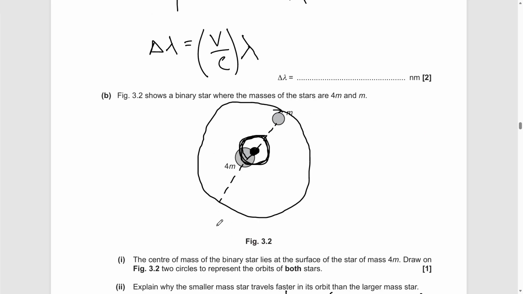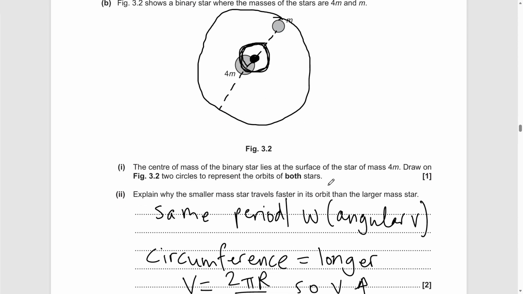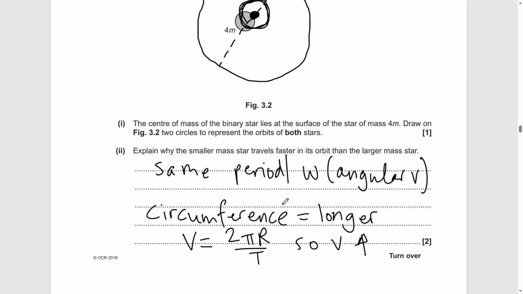For this question, you need to draw the orbits. So the bigger mass has a smaller orbit, and the smaller mass has a bigger orbit, because the center of mass is that big dot there. Explain why the smaller mass travels faster. It is because the smaller mass has a larger circumference, has a bigger radius, it has the same period, so using the equation v equals 2 pi r over t, v will be bigger.